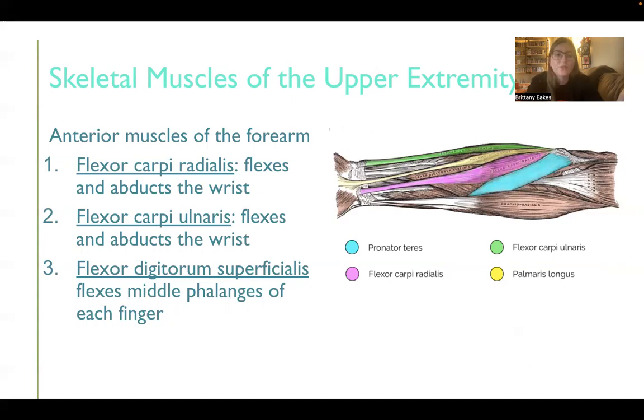And then we have flexor digitorum superficialis. So flexor is a muscle that's going to do the action of flexion. Digitorum referring to the fingers, and superficialis would mean it's superficial. So the flexor digitorum superficialis will flex the middle phalange of each finger.